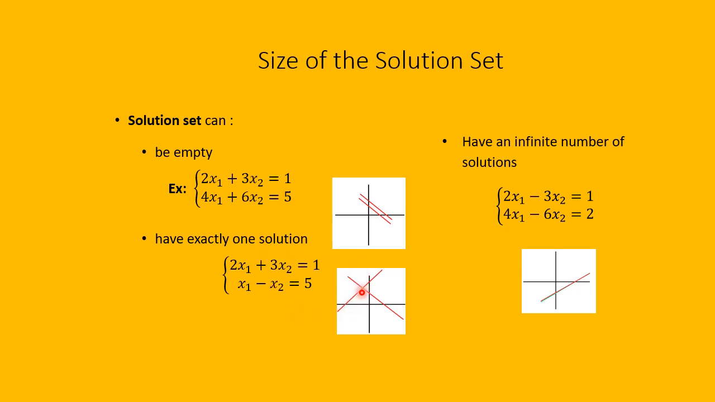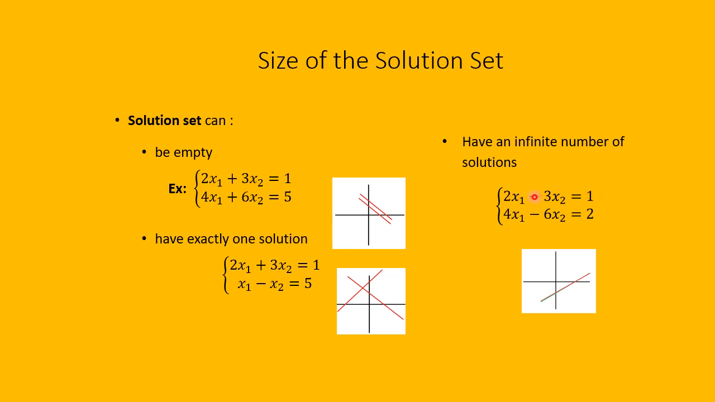Exactly one solution, and it's given by the coordinates of this intersection point. How could we have an infinite number of solutions? Well, suppose we had 2x1 minus 3x2 equals 1, 4x1 minus 6x2 equals 2. Notice this second equation is just twice this first equation.